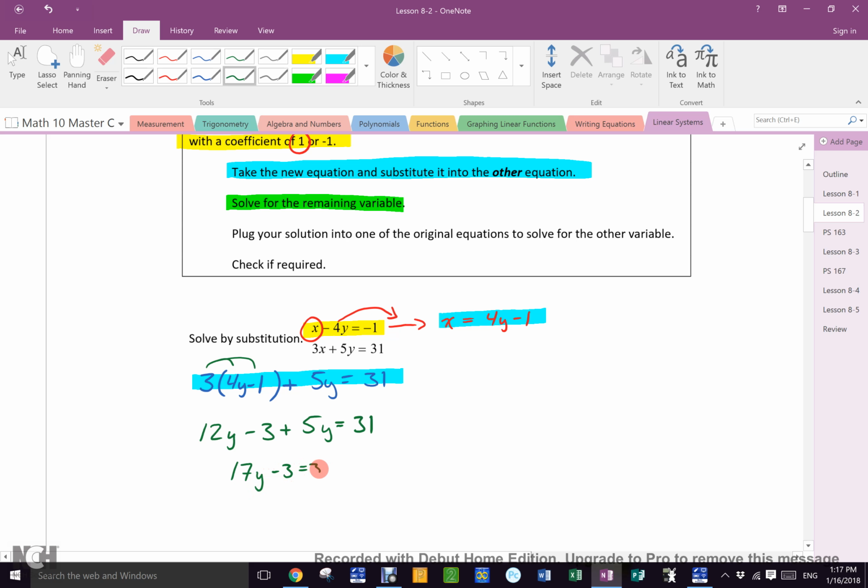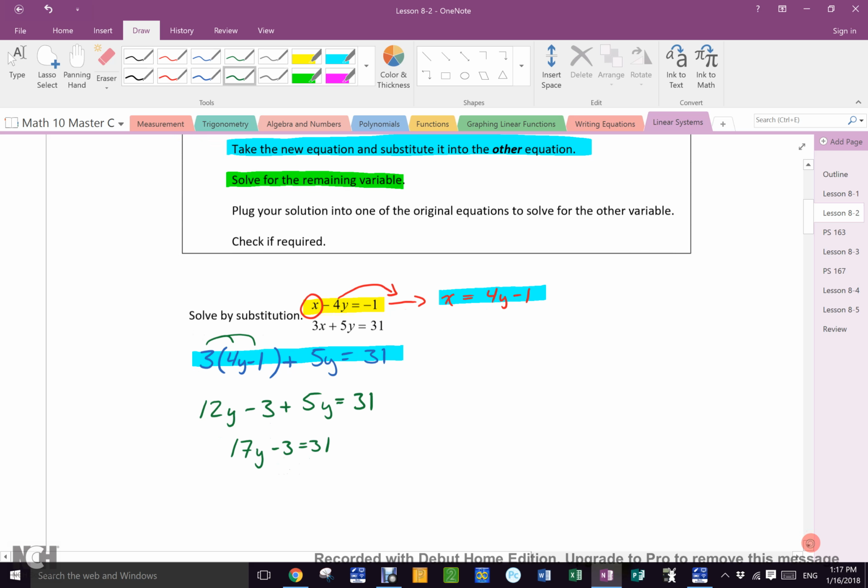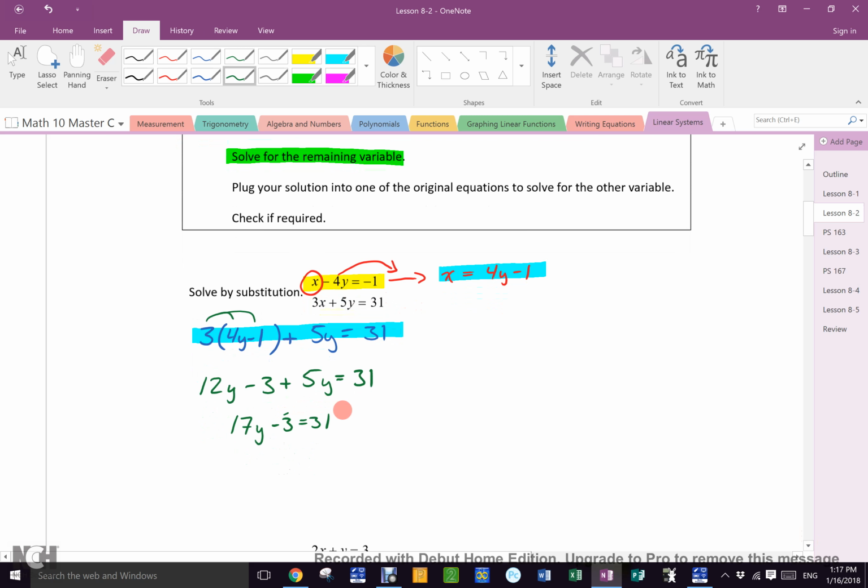Minus 3 equals 31. Now what? Get rid of the 3. 17y now equals what? 34. Now what? Divide by 17 to get what? Y equals 2. That is the green step.